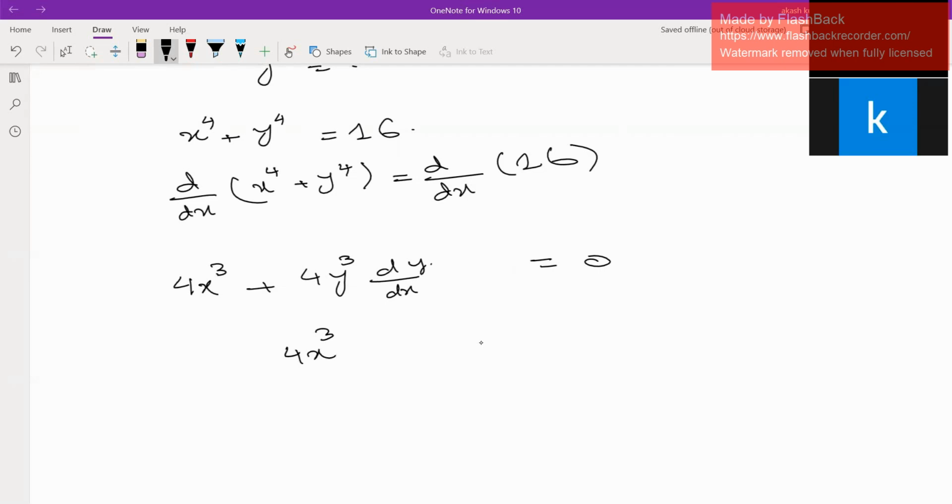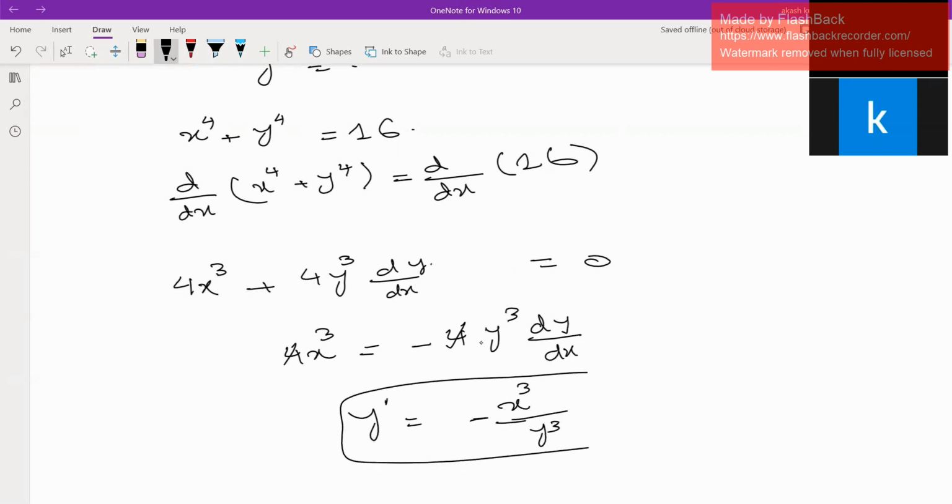For x^3 it is equal to minus 4y^3 dy by dx. The 4 cancels out on both sides of the equation. So y dash becomes minus x^3 over y^3. This is the first derivative of the function.